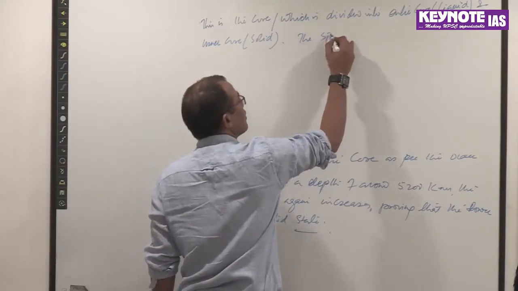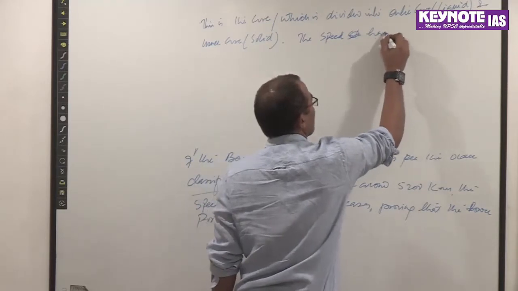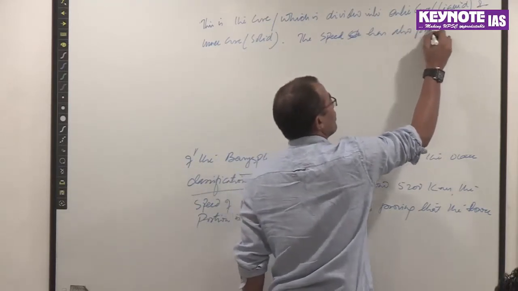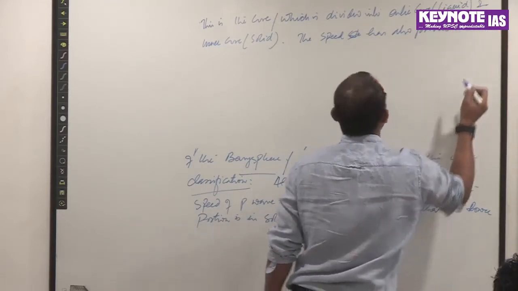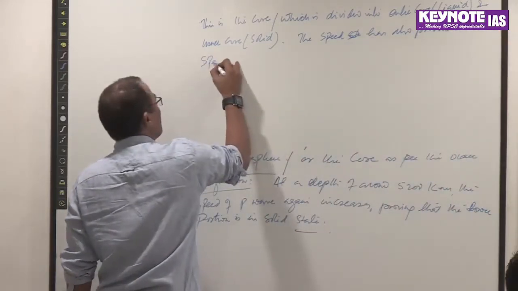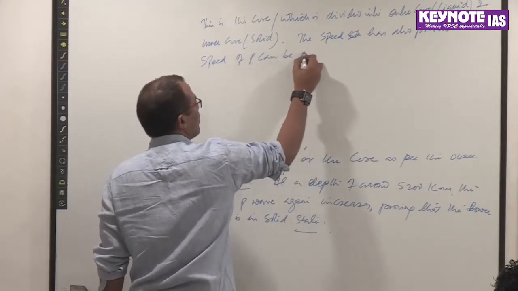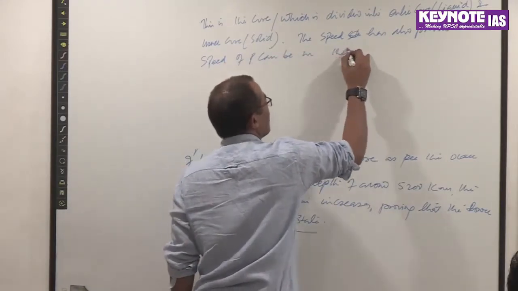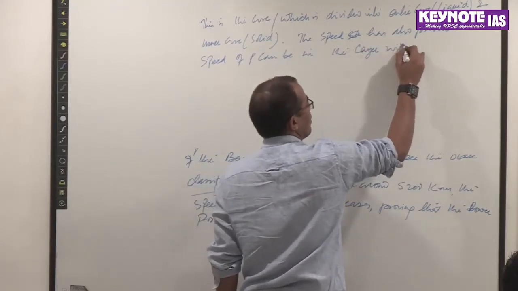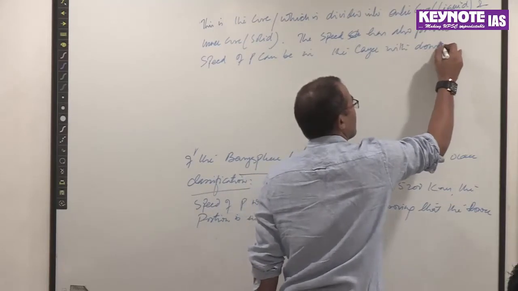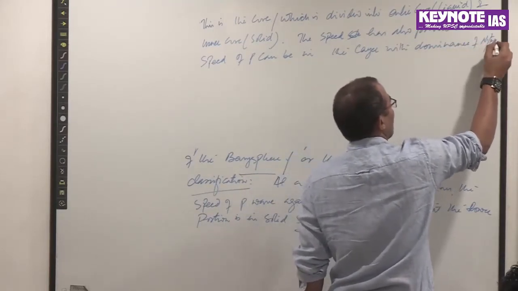The speed of P has also proven that this can be in the layer with dominance of nickel and iron.